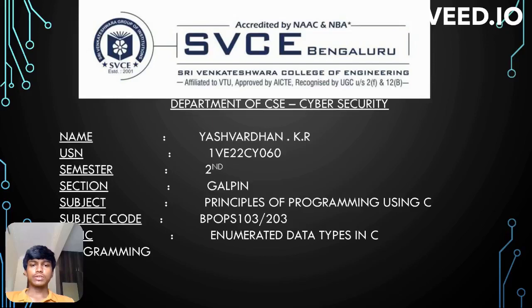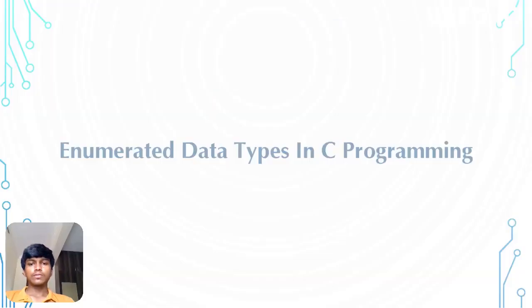In this video, we are going to discuss enumerated data types in C programming. Firstly, what is C programming? C programming is a powerful and widely used programming language that was developed in the early 1970s by Dennis Ritchie at Bell Labs. It is a procedural programming language, which means that it is based on a sequence of procedures or functions.